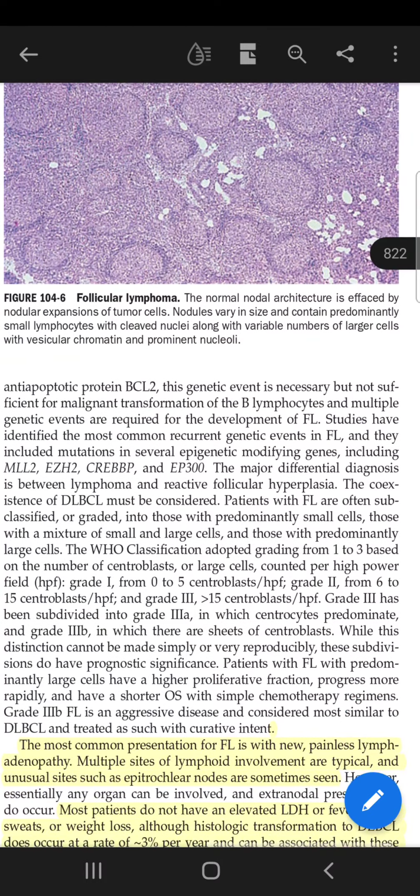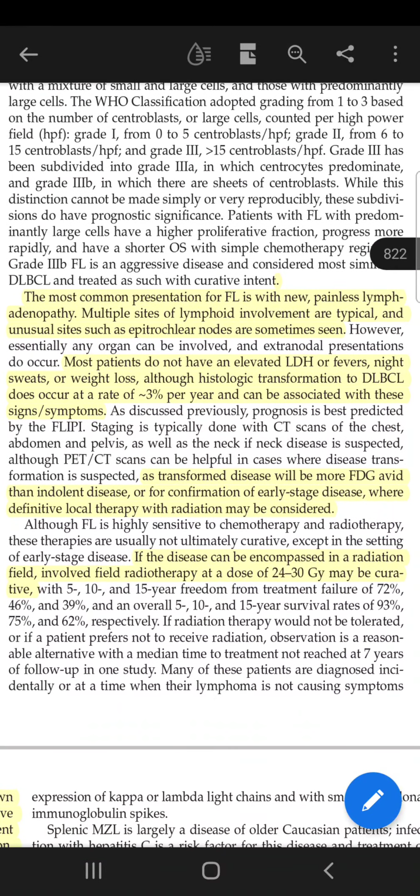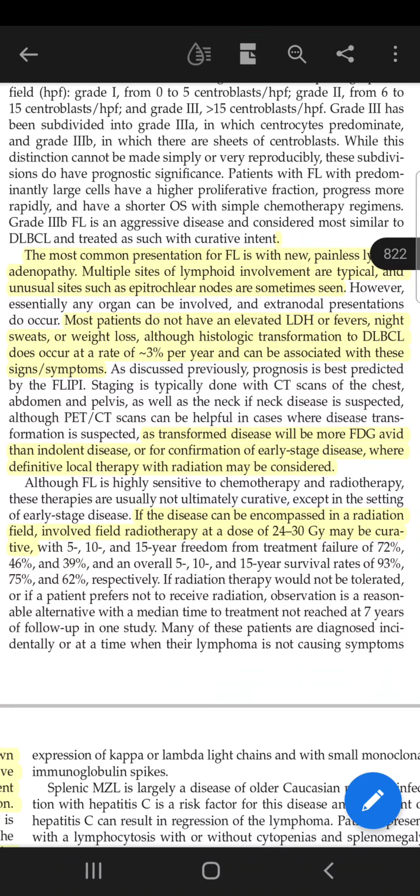This is what the follicular lymphoma looks like. The most common presentation is painless lymphadenopathy, and then there are multiple sites of lymphoid involvement. Patients do not have elevated LDH, fevers, night sweats, or weight loss, which are typically called B symptoms. But if it does transform into diffuse large B cell lymphoma, these symptoms can occur, and they occur at the rate of 3% per year.